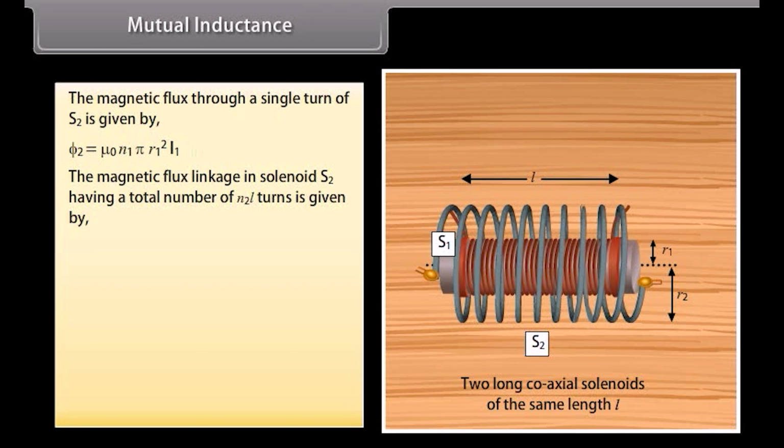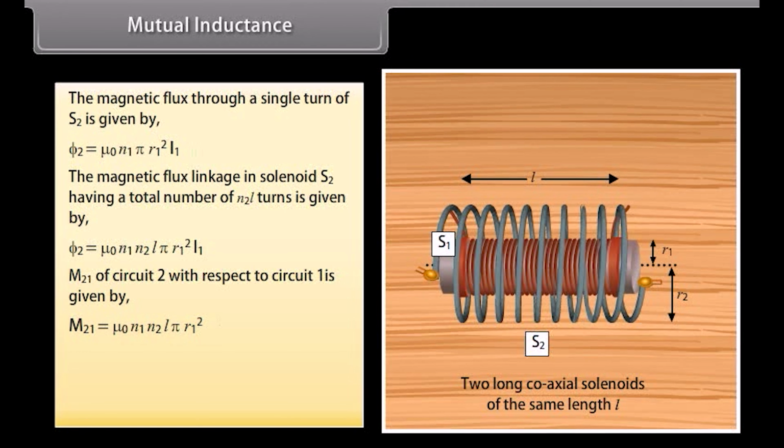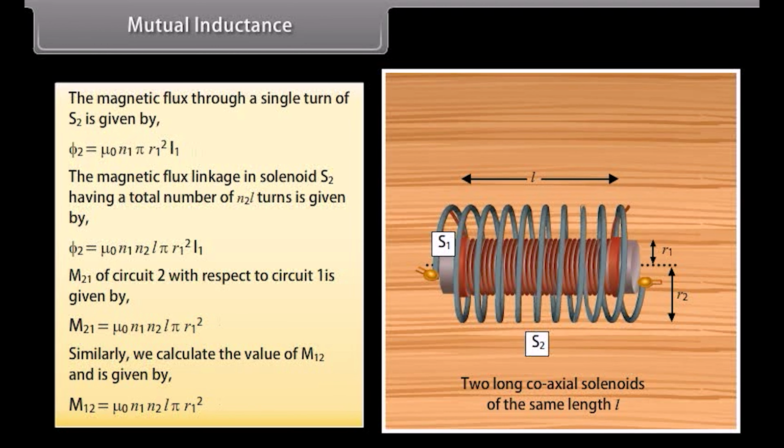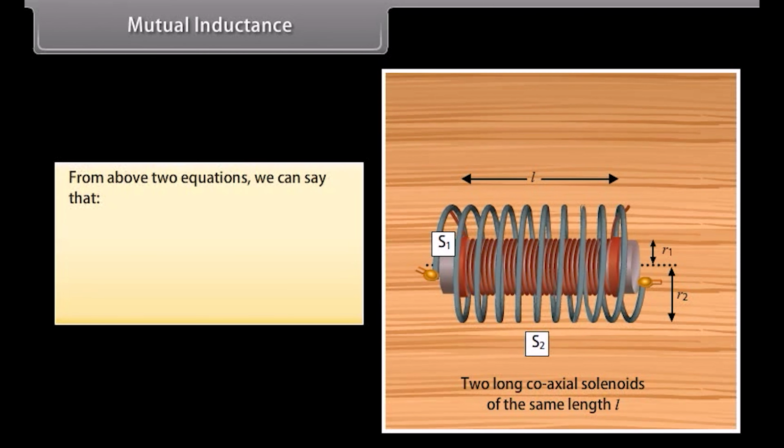The magnetic flux linkage in solenoid S2, having a total number of N2 L turns, is given by mu naught N1 N2 L pi R1 square I1. The mutual inductance M21 of circuit 2 with respect to circuit 1 is given by mu naught N1 N2 L pi R1 square. Similarly, we calculate the value of M12, which is also mu naught N1 N2 L pi R1 square. From the above two equations, we can say that M12 is equal to M21, which equals M. The value of M is given by mu naught N1 N2 L pi R1 square.